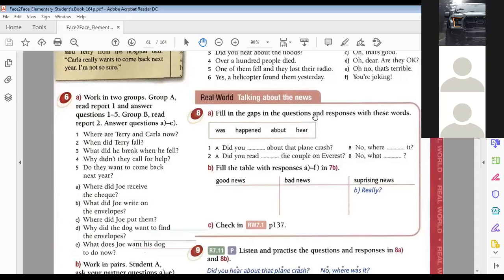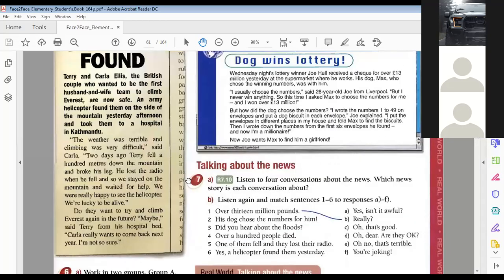Where's Hannah? Hannah, are you there? Yes. Okay. So can you answer question A? Where did Joe receive the check? Where did he receive the check, Joe? Martha? Where did he receive the check?